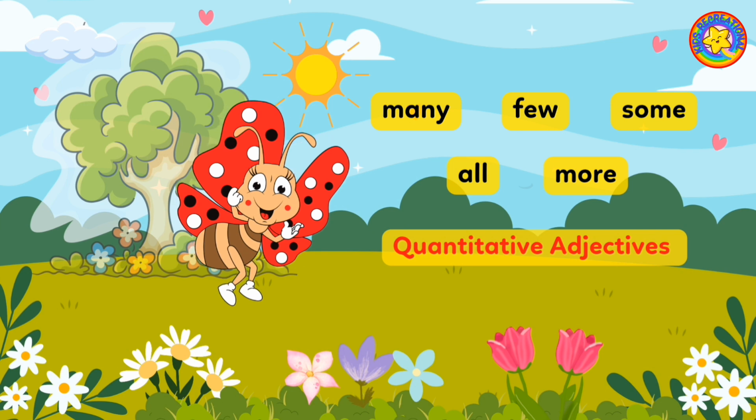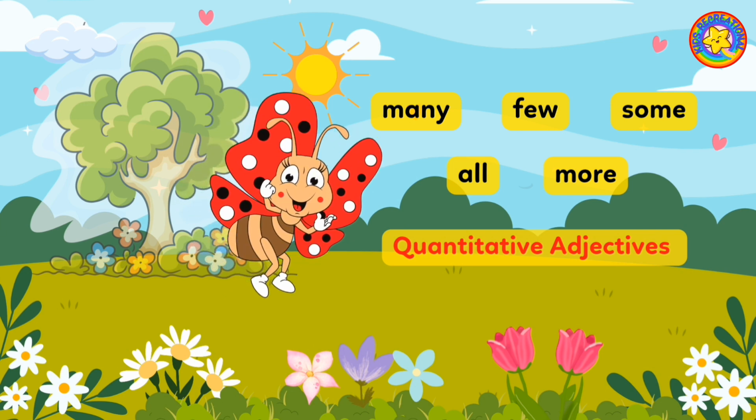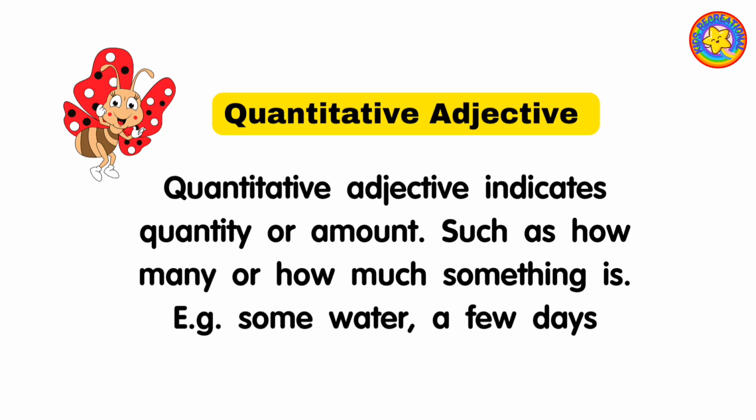These are called quantitative adjectives. A quantitative adjective indicates quantity or amount, such as how many or how much something is. For example, some water, a few days.